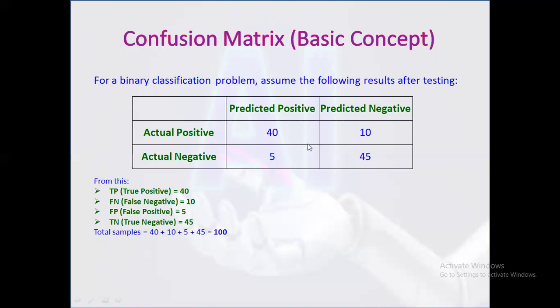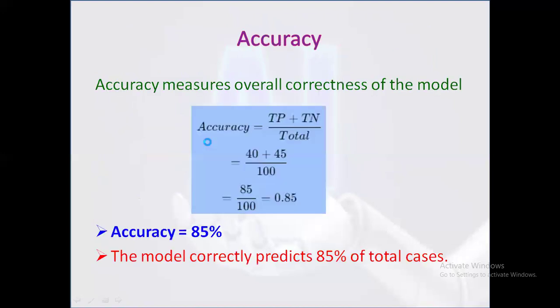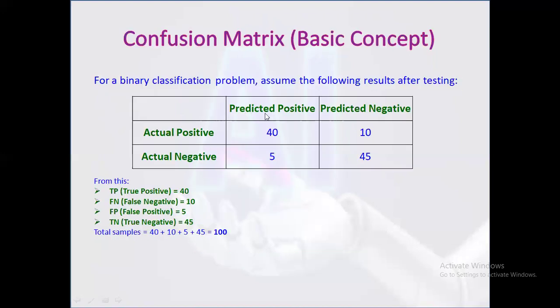The confusion matrix provides deeper insight into the types of errors a model makes, rather than giving only a single performance value. Actual positive, actual negative, predicted positive, predicted negative. By making use of this, we can calculate these values.